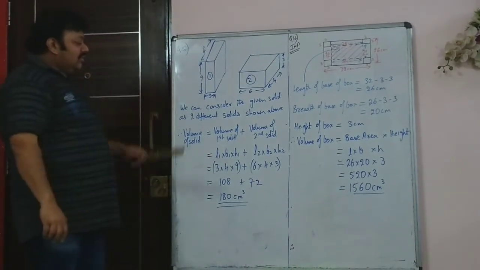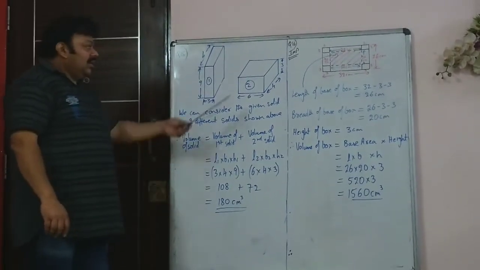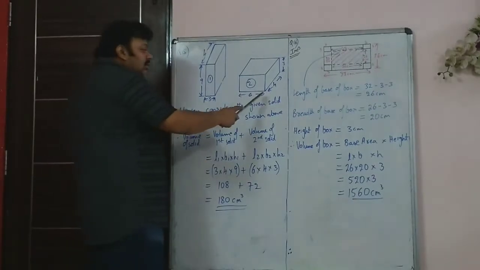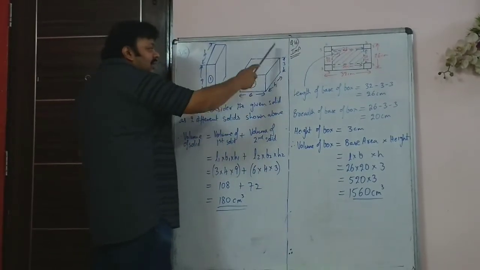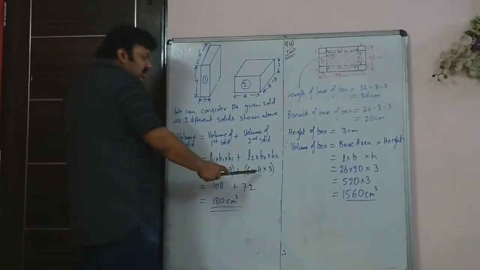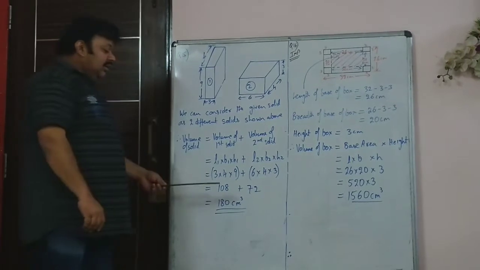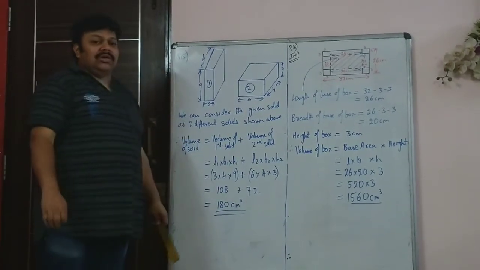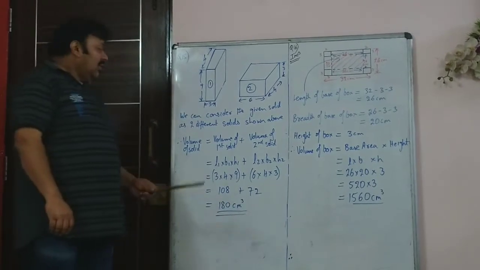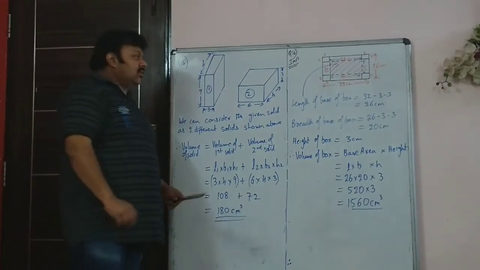So the volume of this you can find: 3 into 4 into 9. And the second one, the width is 6, the depth is 4 and the height is 3. So 6 into 4 into 3. So 108 plus 72, that is 180. All measurements are given in centimeter. So the volume of the entire solid is 180 centimeter cube.